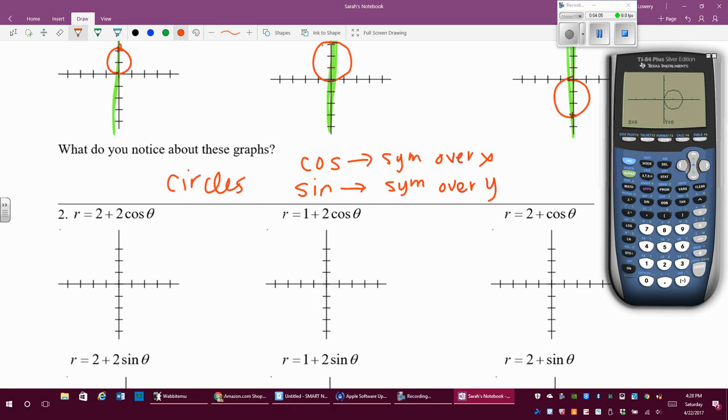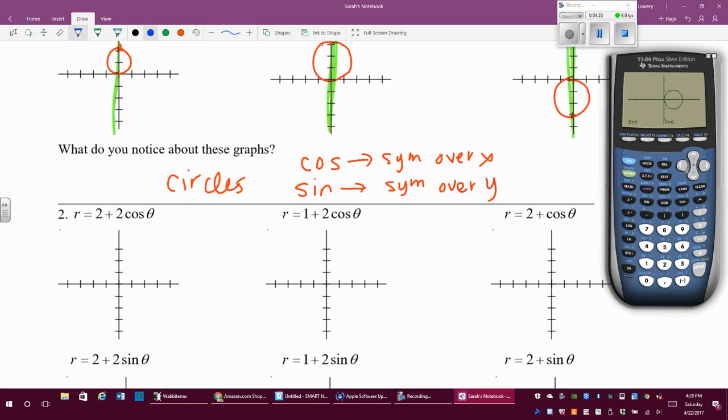Well, why is that? Think about the unit circle. What represented cosine? Cosine is our x value. What was sine? Our y value. And these are polar graphs. It looks like an xy coordinate plane, but you're actually graphing these on a polar plane, which we'll talk a little bit more about later.